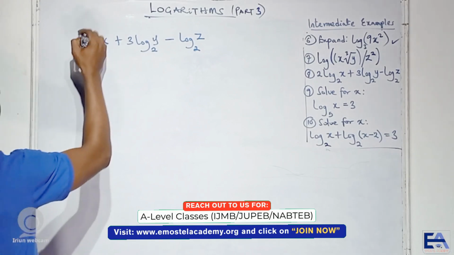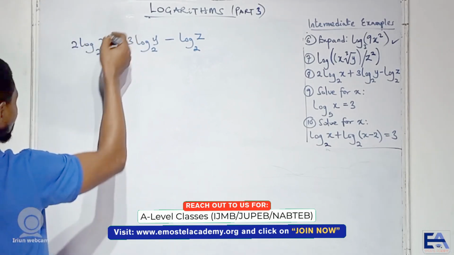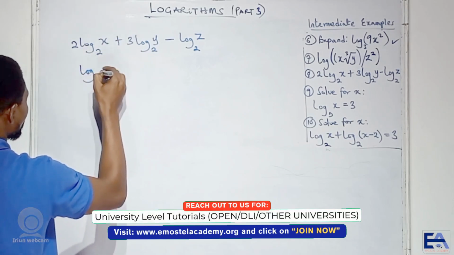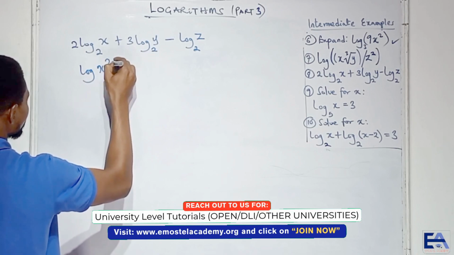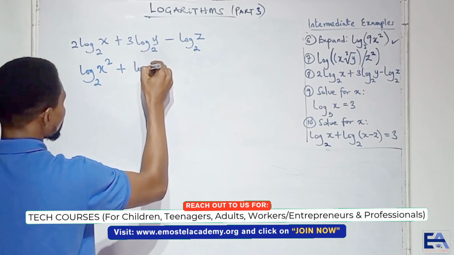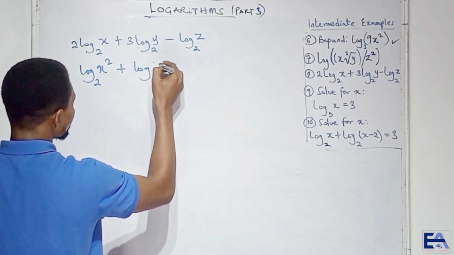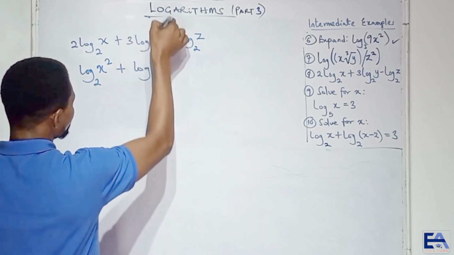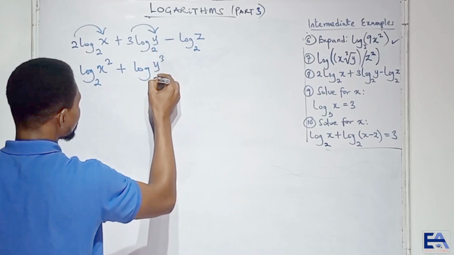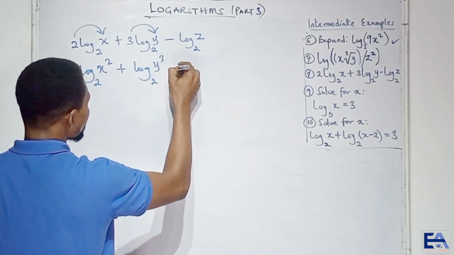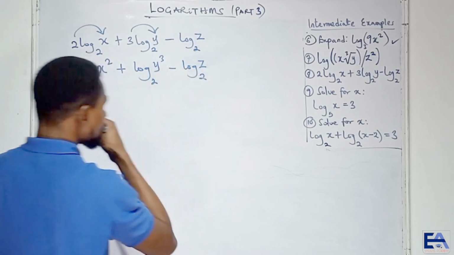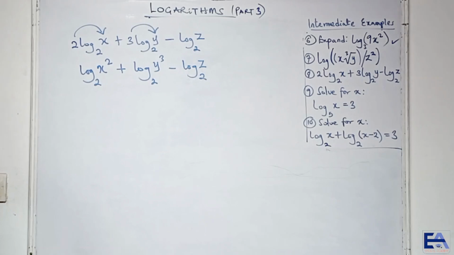So what we do is, you just reverse the power law, okay? You make it to become log x raised to power 2 to base 2 plus log y raised to power 3, then to base 2 minus log z to base 2. All right, it's quite simple as that.